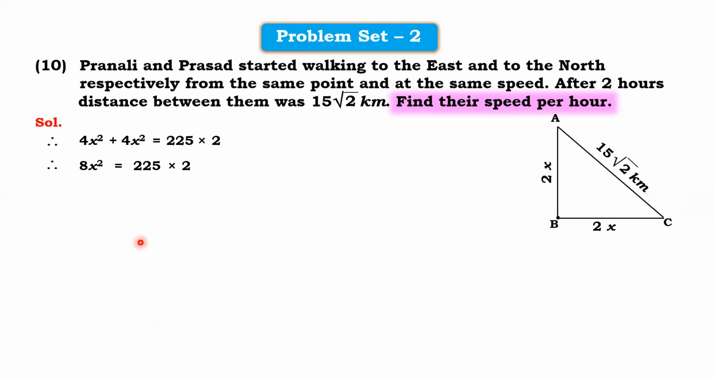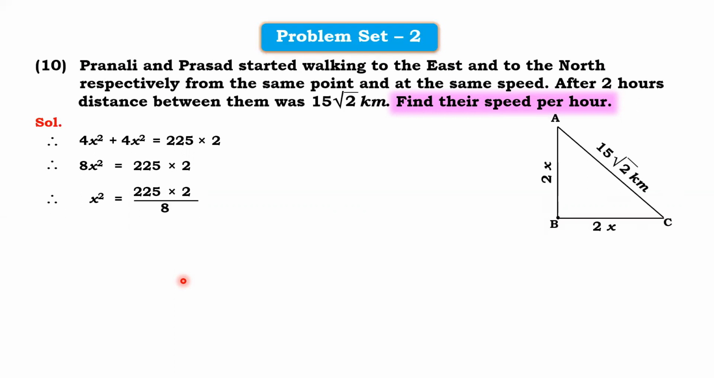Many students make a mistake of multiplying both. Don't multiply, keep it as it is, 225 into 2, because we have to make the number small and not big. Unless and until it is the last answer, do not multiply. Okay, keep it as it is. Now 8 is multiplied with x square. If we shift this 8 to the other side, it would be divided. So we can say therefore x square is equal to 225 into 2 divided by 8.